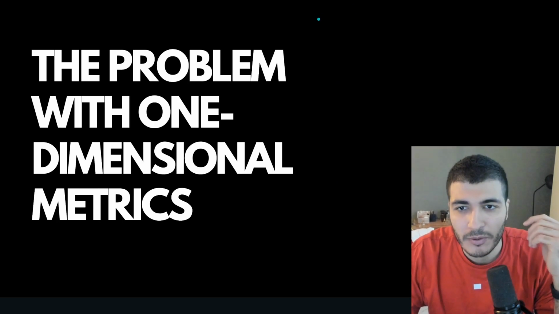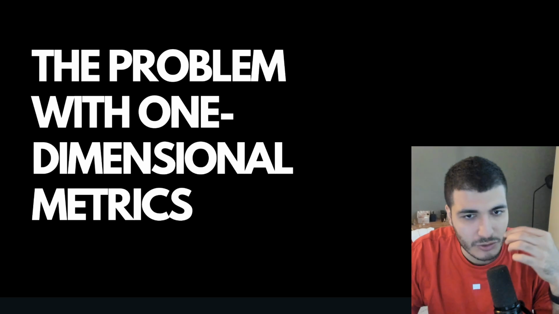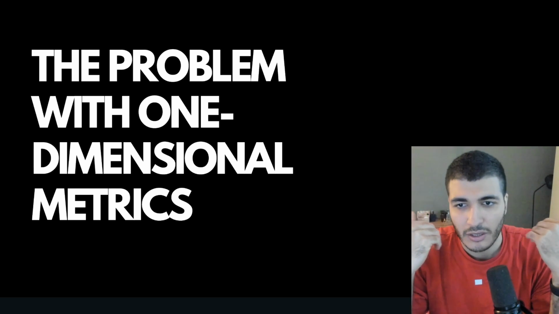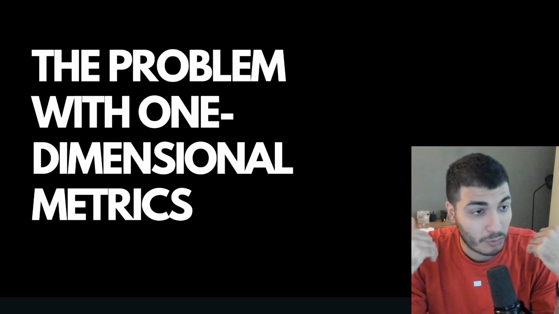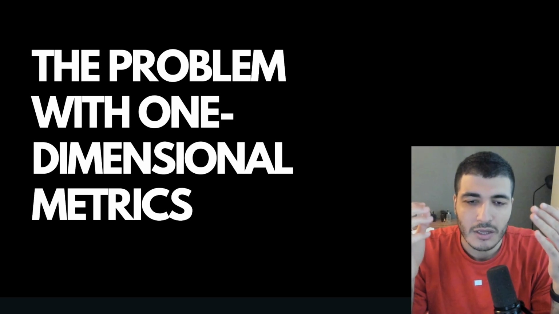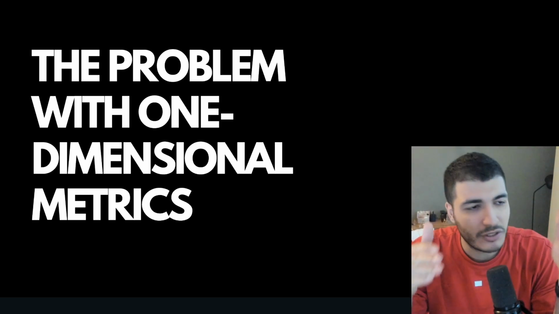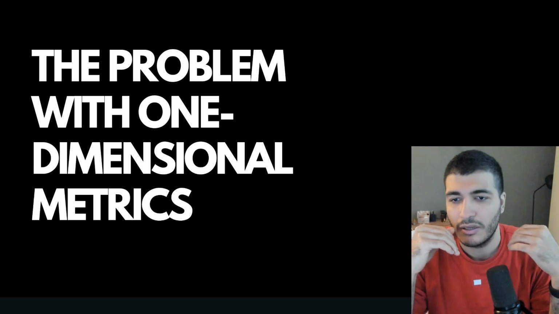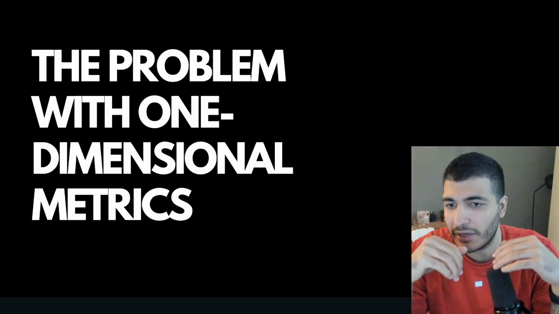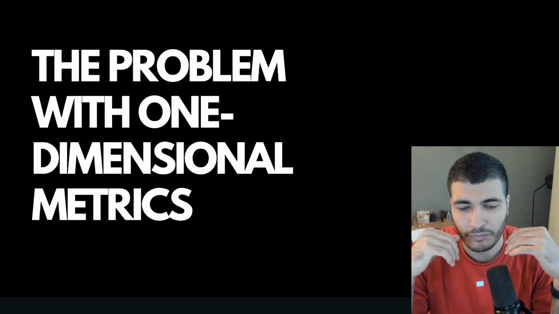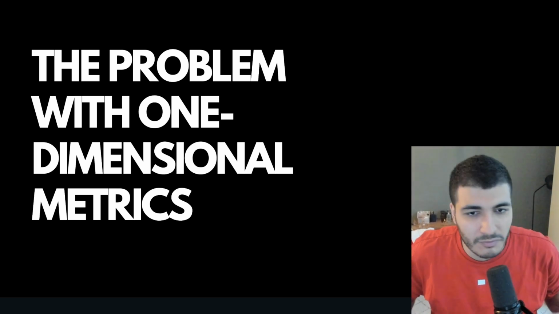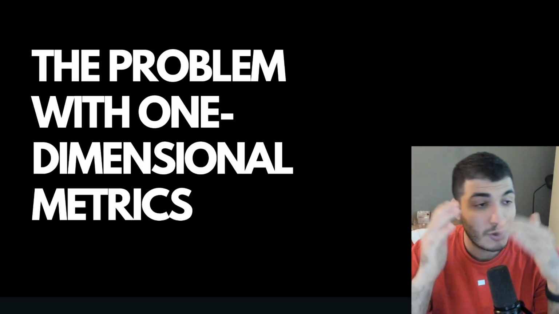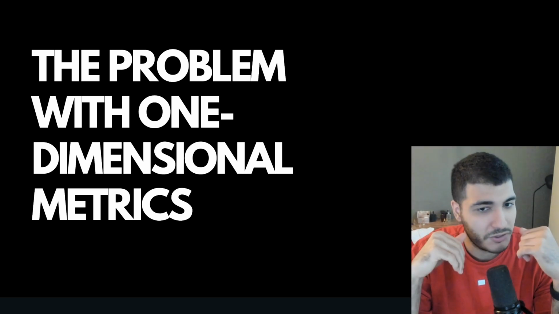So, the problem with one-dimensional metrics. For years, companies have tried to answer the question, how do we measure developer productivity? Some look at how fast code is shipped. Others measure story points, maybe tickets closed, or maybe the code churn by itself. But here's the truth: no single metric will tell the whole story, and Google agrees with that.